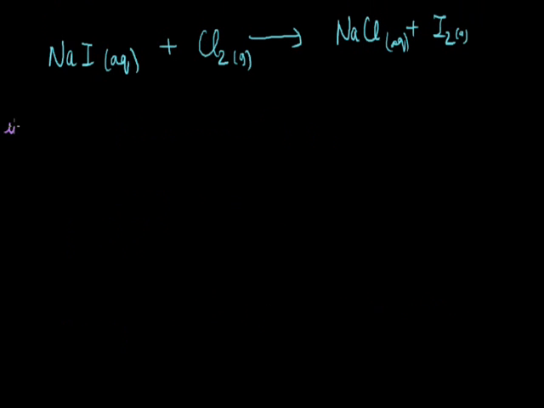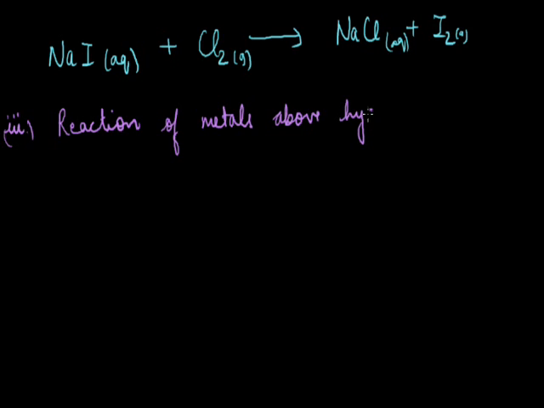The third type of displacement reaction is the reaction of metals above hydrogen with acids. This is also a category of displacement reaction.